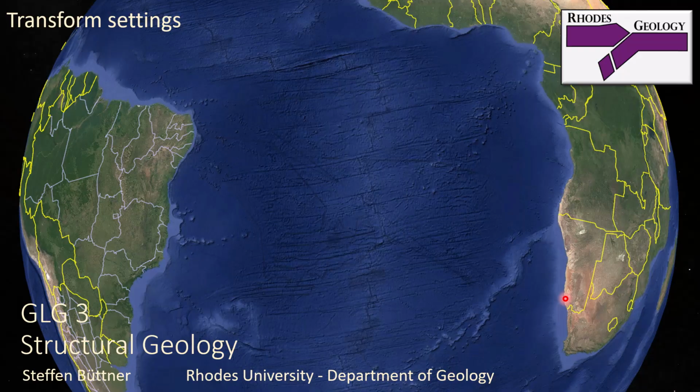This was it for part 1 of this video. In the second part, we are looking at a few examples of transform faults and transcurrent faults in the oceanic and in the continental lithosphere. Thank you very much.